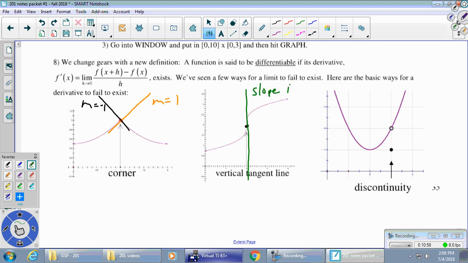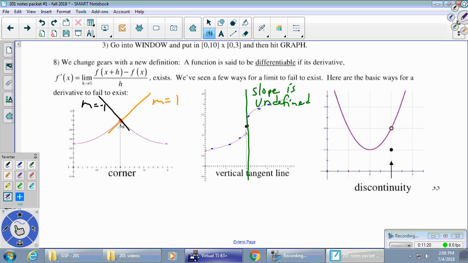The slope is undefined. And so because that slope is undefined, the derivative is not a number. It's undefined. And so the derivative does not exist at that one spot, just the one where the vertical tangent line happens. But the derivative exists perfectly well at all of these other spots.